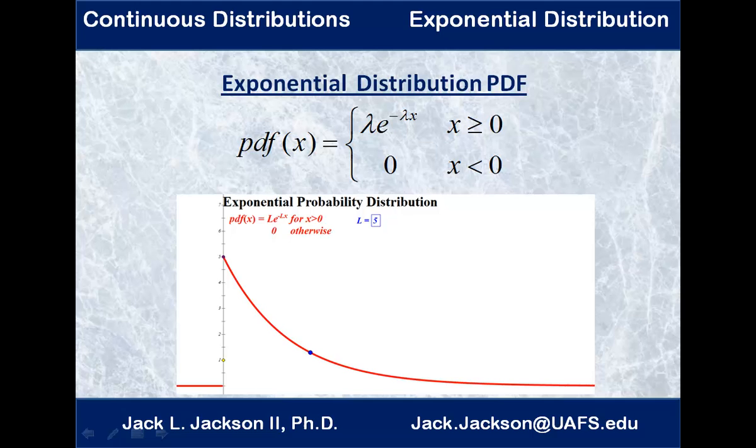Lambda is a Greek letter, just a placeholder for a specific constant, but it's the same number here and here. So for example, this one down here I called L instead of lambda. This one is 5 times e to the minus 5x.